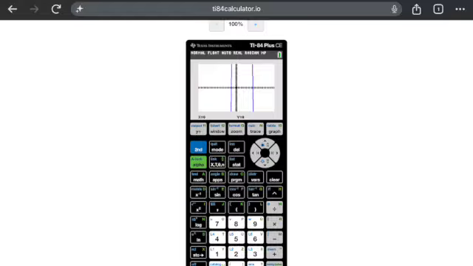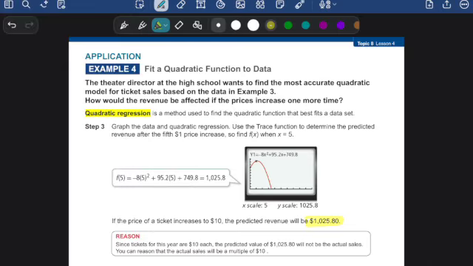So just go to second trace. We'll get to calculate a value. When x equals 5, our output in our equation is going to be 1025.8. So that gives you the dollar amount when x equals 5. So that's how much it will be after the ticket price increases to $10.